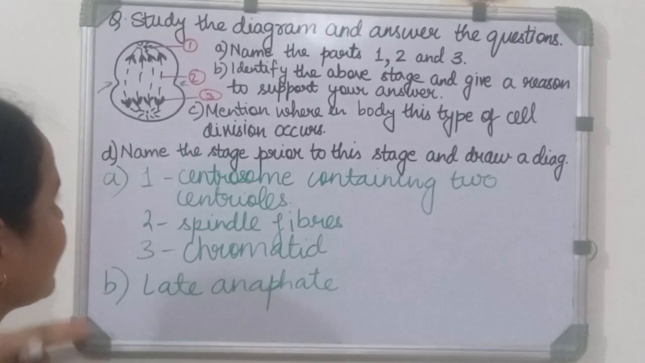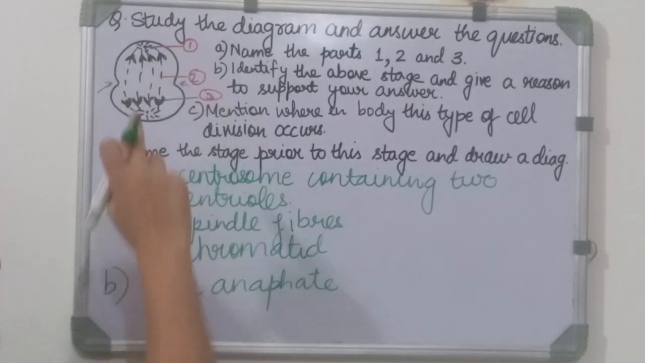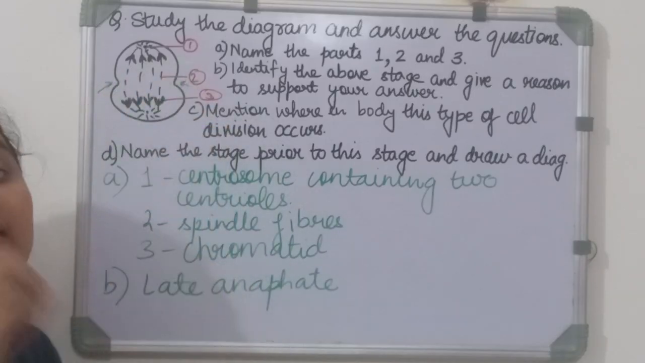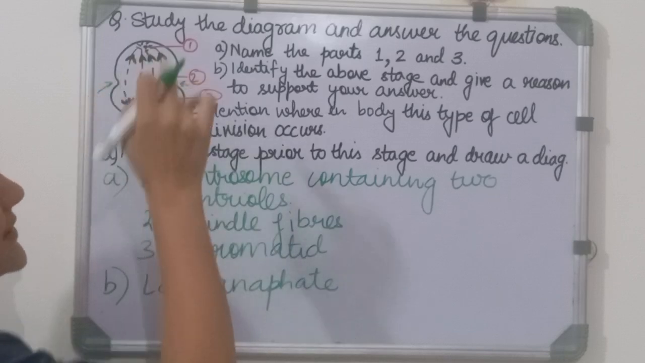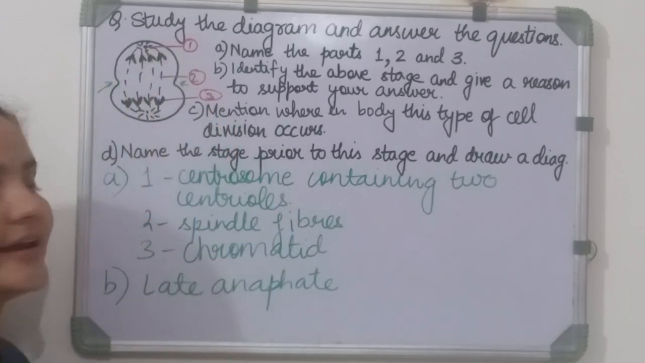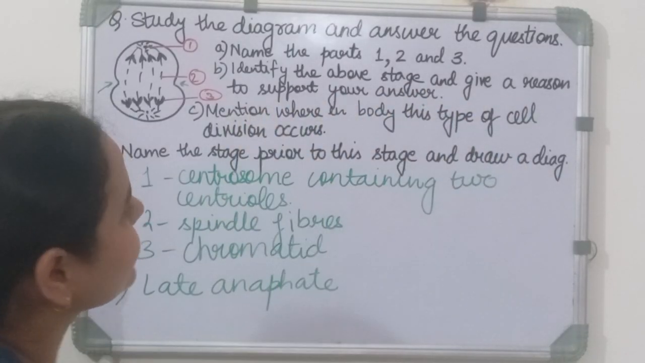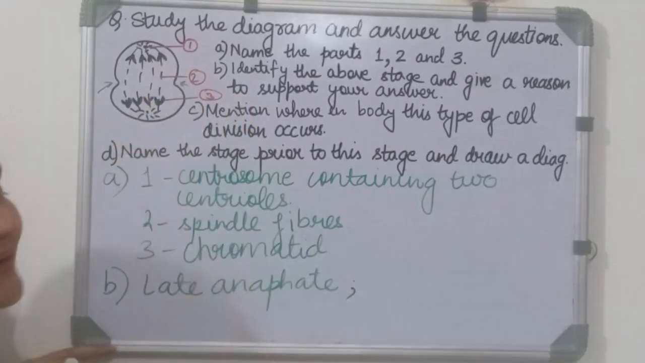Why late anaphase? Because the sister chromatids have already separated and they have covered a larger distance towards the poles, and we can see a furrow formation. In the initial or the early anaphase, we do not see this furrow. We see this furrow only in case of late anaphase. Okay. Now we have to give a reason to support this answer, that why it is anaphase.